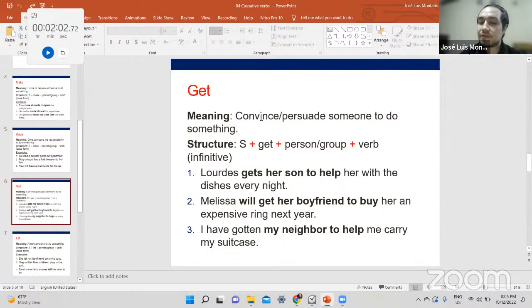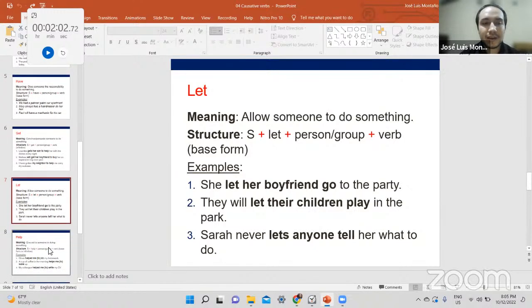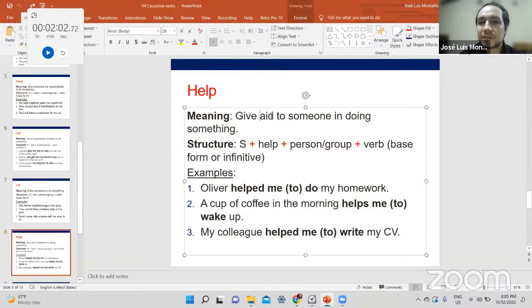Then get, convincing or persuading someone, all right? Let, it's only permission, okay, only permission. And help, one more time, is to give aid to someone, right? And to give aid is to help someone. I don't know, there was a very famous concert, right? Live Aid. And for example, if you watched Queen's movies, right? Bohemian Rhapsody, the name of the concert had this name, okay?